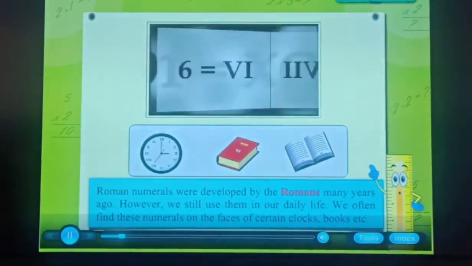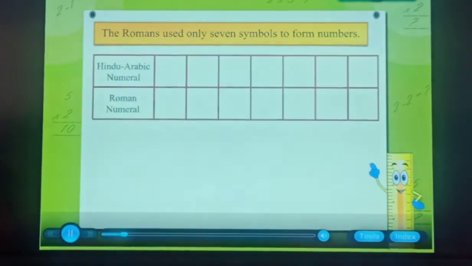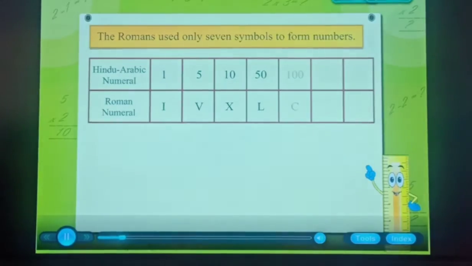Pieces, books, etc. The Romans used only 7 symbols to form numbers.